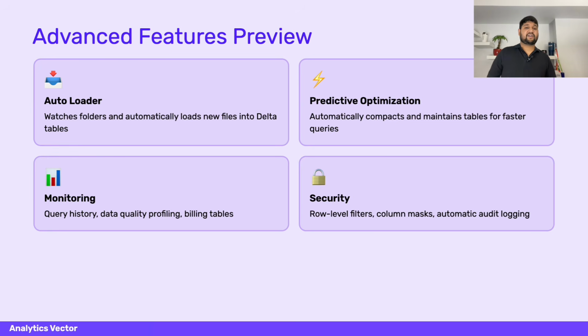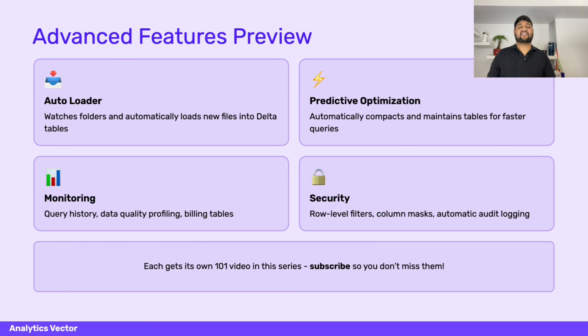And fourth, security. We already covered Unity Catalog's deny by default model, but it goes deeper. Row-level filters that help you show different data to different users, column masks that redact sensitive fields, and automatic audit logging of every access. The key message across all 4 is that Databricks automates the hard parts of data engineering so that we can focus on actually building pipelines, not maintaining infrastructure.